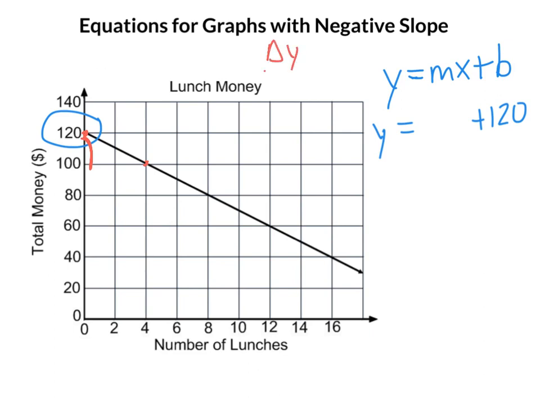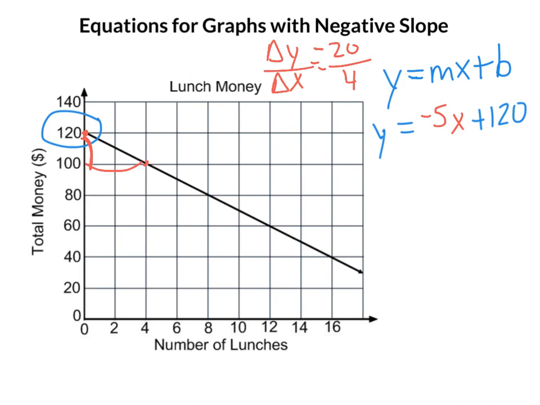So my change in y over my change in x is 20, and we're going down 20, so we'll put the negative 20, and then we're going over 4 lunches. So the slope is going to be negative 5, so it's decreasing, right? x being per lunch. So that's one way that I can write the equation.